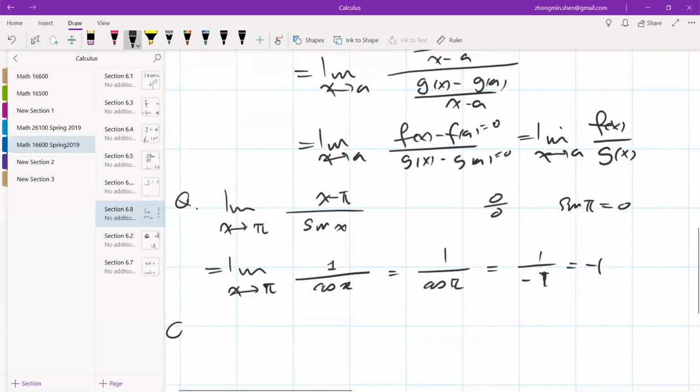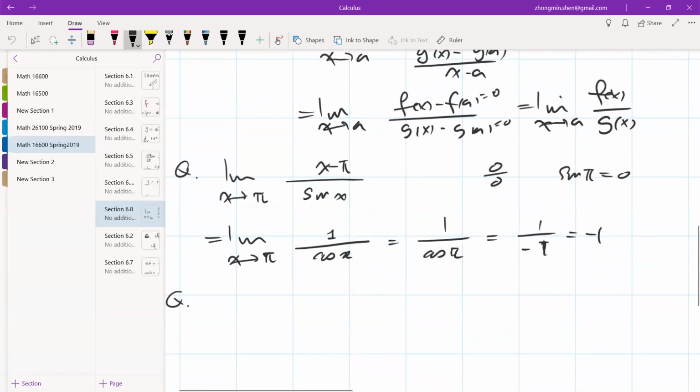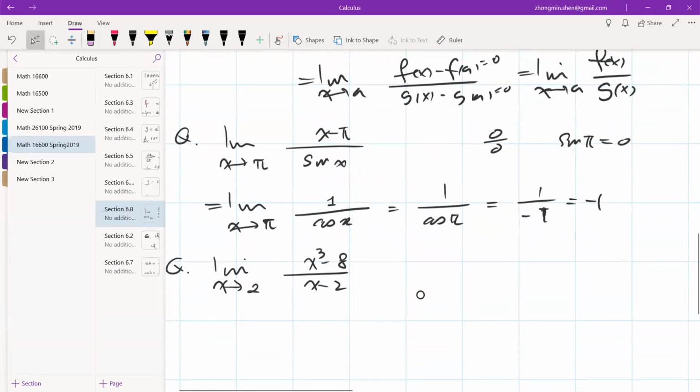Now let's try the next one. Okay. So the limit as x approaches 2 of x minus 2 over x cubed minus 8. All right. So how do you find the limit of this? Now, if you use L'Hopital's rule to find this limit, it'll be very simple. This is 0 over 0 type because 2 cubed is 8. So that's why it's 0 over 0 type when we plug in 2.